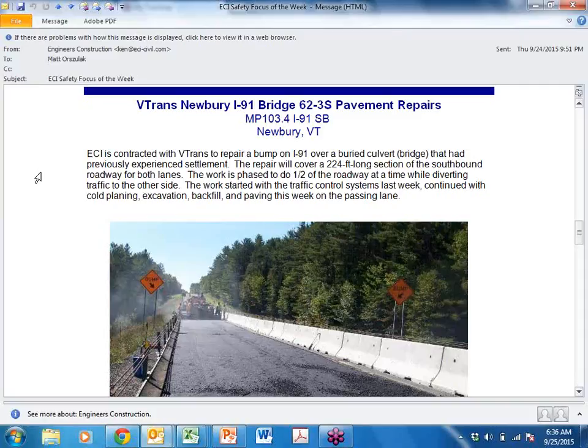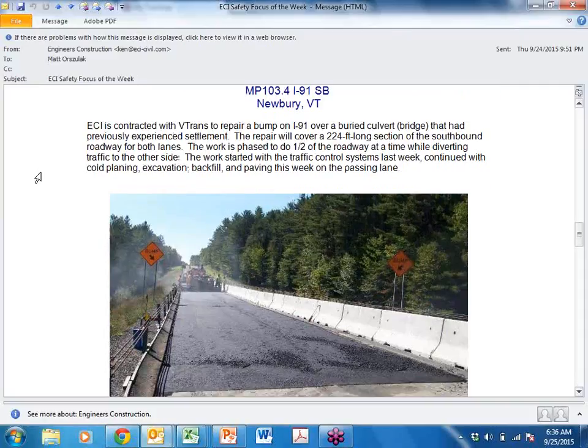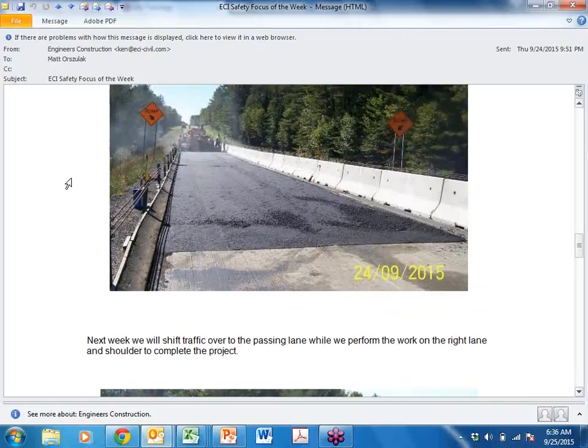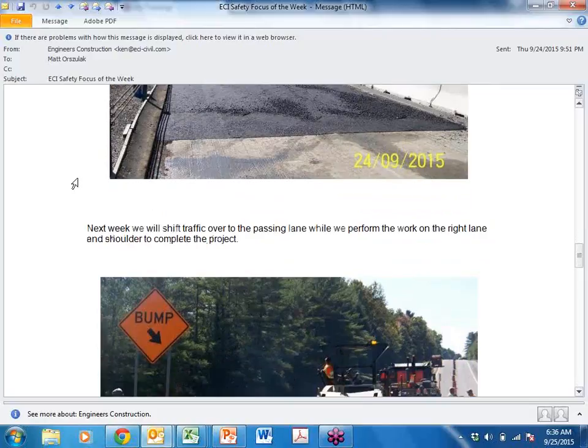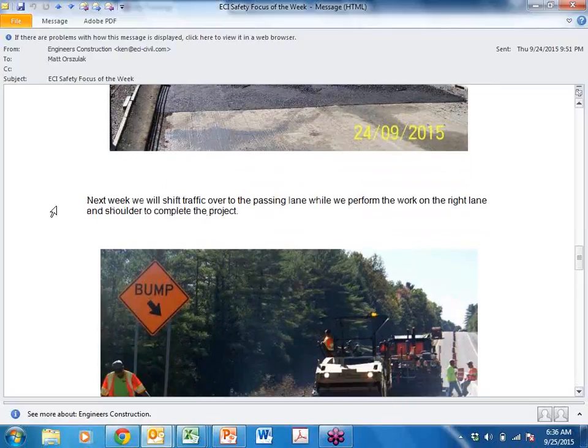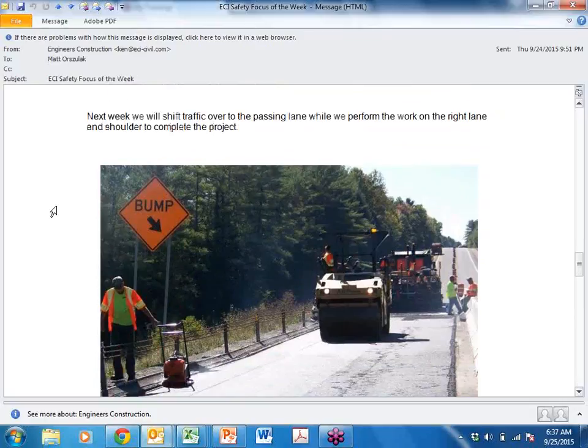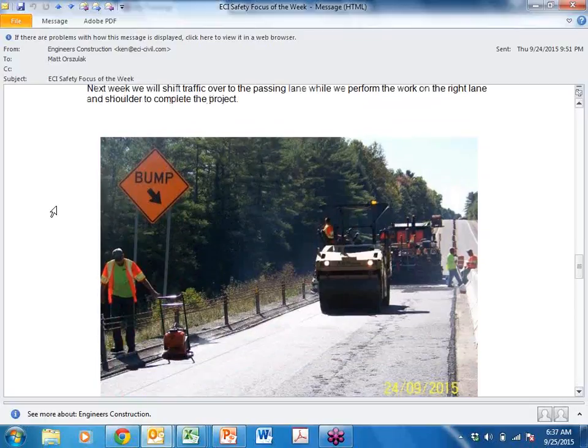Did the passing lane first, set up all the traffic control, did the cold planing, excavation, backfilling this week on the passing lane. And we are paving with our traffic control and signs and barricades. And then this next week we'll shift that traffic over to the passing lane while we perform the work on the right lane and the shoulder to complete the project.